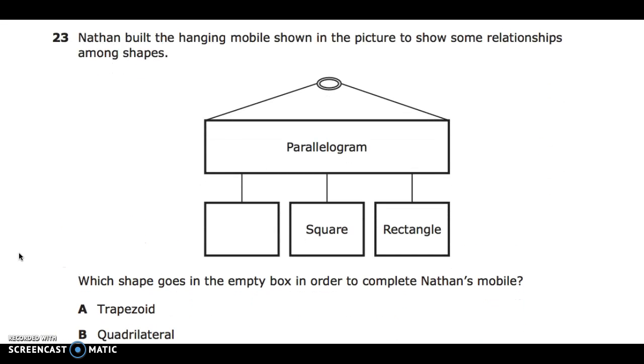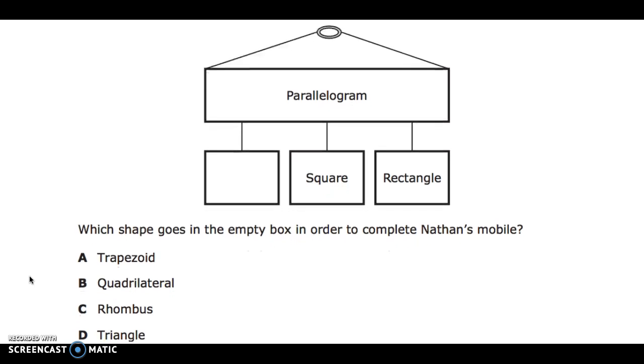Number 23. Nathan built the hanging mobile shown in the picture to show some relationships among shapes. Parallelogram, square, rectangle. Which shape goes in the empty box in order to complete Nathan's mobile? A. Trapezoid, B. Quadrilateral, C. Rhombus, D. Triangle.